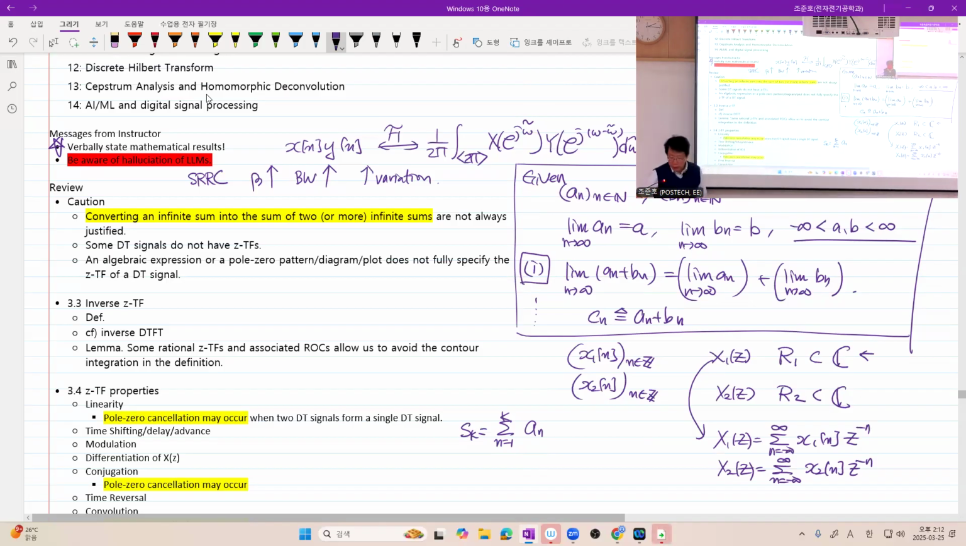Now, our previous result was something like this. Now you consider, is it A and B? Okay. You consider a linear combination of two signals to define the third signal. Got it? So this is a general version of that one, right?